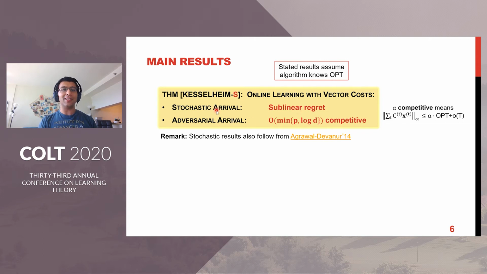So the value of our result is more that it's saying pretty much the same algorithm works both for stochastic and adversarial setting. So ours is a very different algorithm. Theirs was more like a UCB-based algorithm.